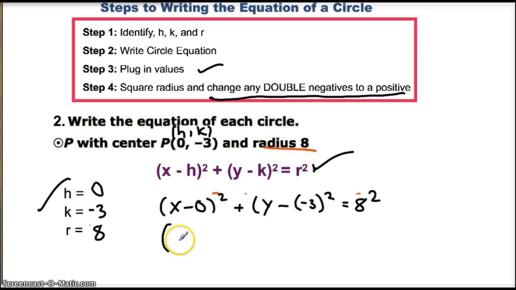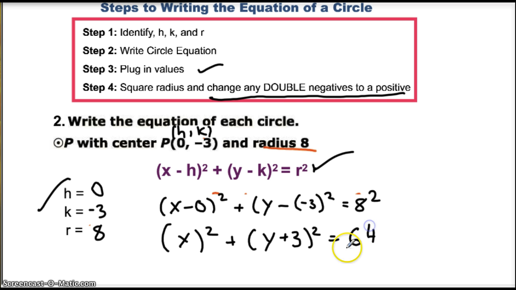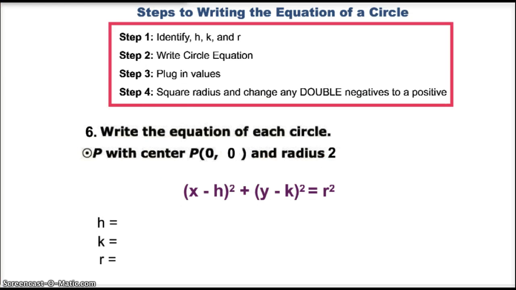Well, x minus 0, anything minus 0 is just itself, so we could just call this x squared. Now y minus negative 3, that's a double negative. What does that become? That's right. That becomes a positive, so that's y plus 3. And that equals 8 squared, which is 64. So if you notice, if this is a negative 3, when we put it in here, it becomes a positive because a double negative is a positive. And this would be your general equation for a circle with a center of 0, negative 3, and a radius of 8.